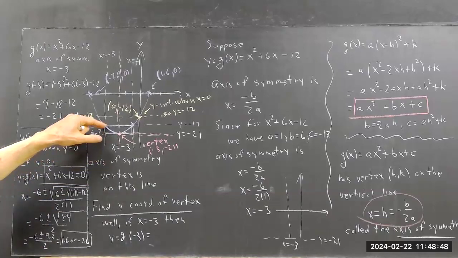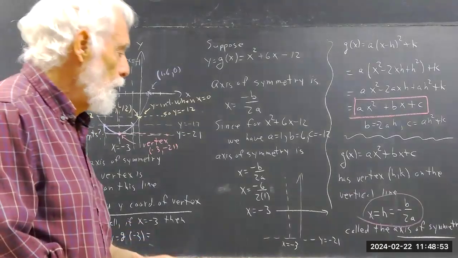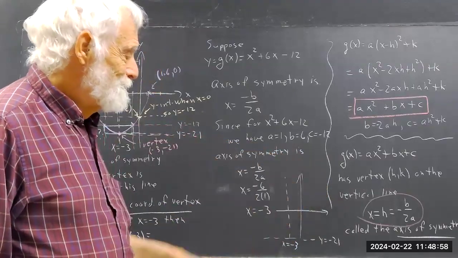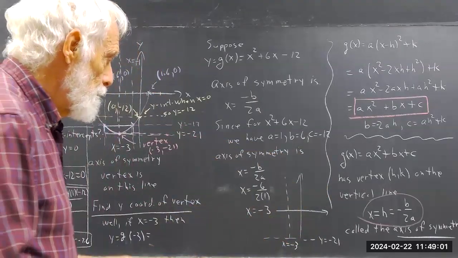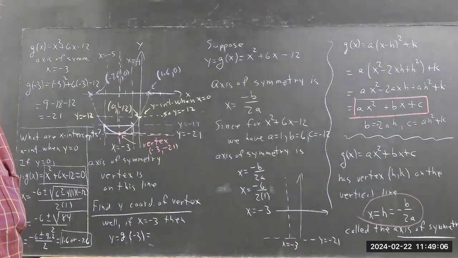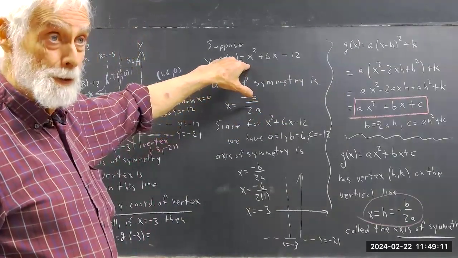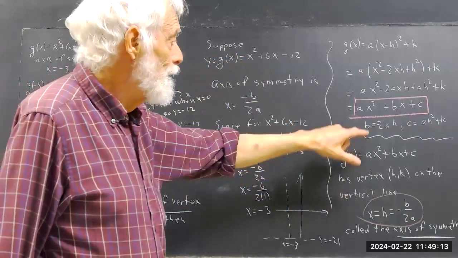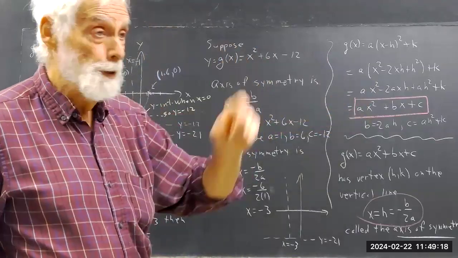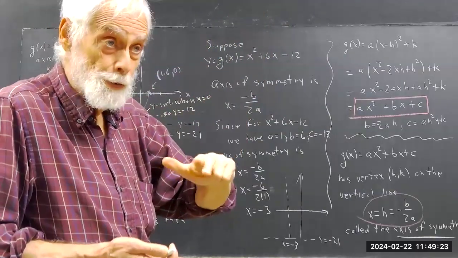Then we construct the graph in this little squashed down rectangle. It's squashed down because the y scale, this is 21 on the y scale, this is 3 on the x scale. Scales are different. We want a 4 by 4 rectangle, because a is 1 in this case. There's no vertical stretch because x squared always has a in front of it. A is your vertical stretch. If the vertical stretch is 1, you're not stretching it anywhere. If it's bigger than 1, you stretch it this way. If it's less than 1, you squash it down.